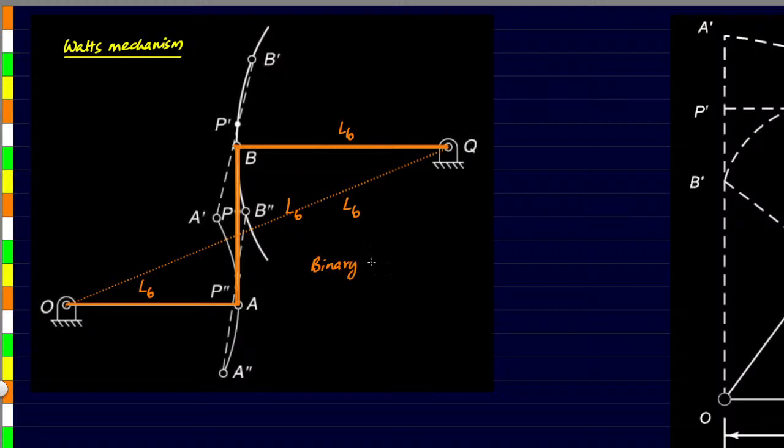Binary links. How many binary links? Binary links, that is, how many are there? Four.